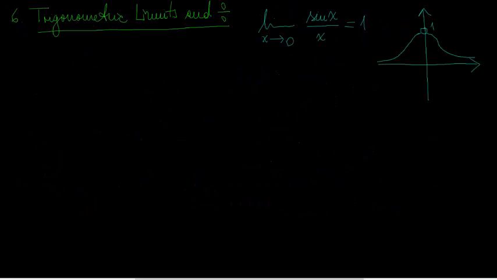Our final technique involves trigonometric limits and the indeterminate form of 0 over 0. In the case of these limits, we're going to use this really important limit, namely the limit as x approaches 0 of sine of x over x equals 1.